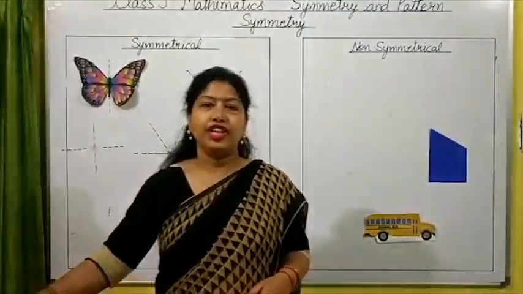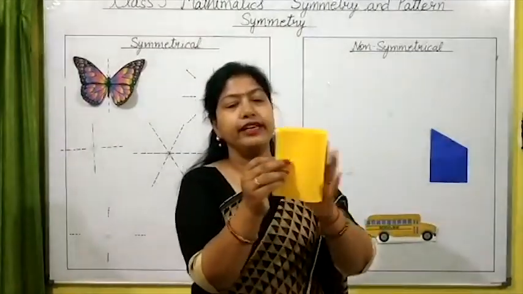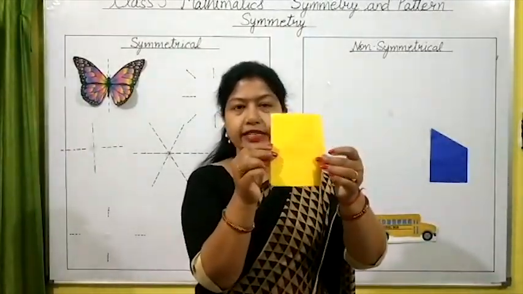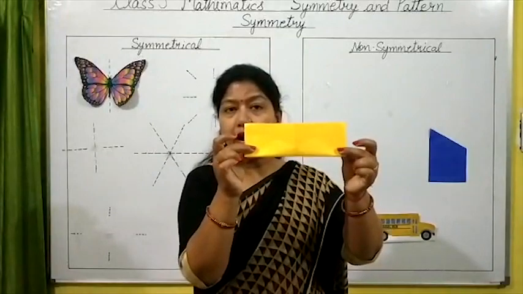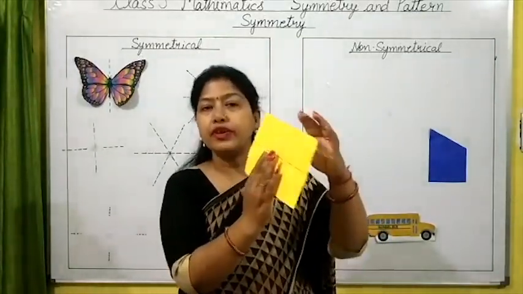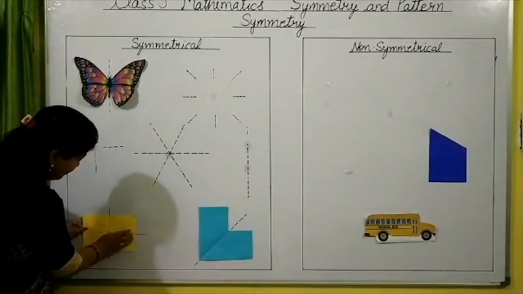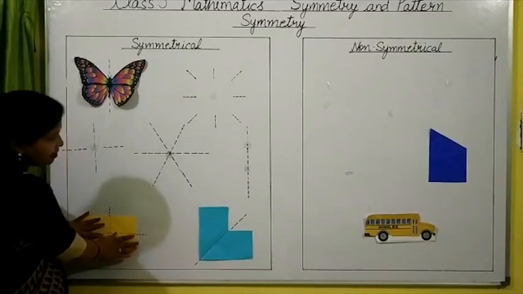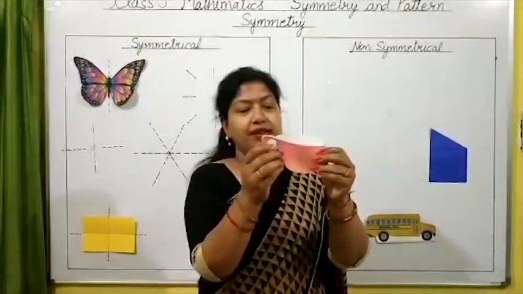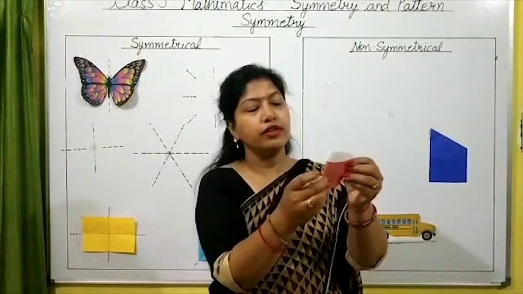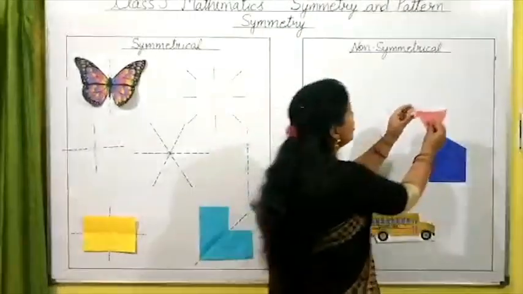Now taking the shape of a rectangle. We fold it vertically, so we get two exactly same halves. And by folding it horizontally, again we get exactly two halves. Thus a rectangle has symmetry and it has two lines of symmetry. See, this is a picture of a cup. Let's check is it symmetrical or not. Both the parts are not the same. So this is not symmetrical.